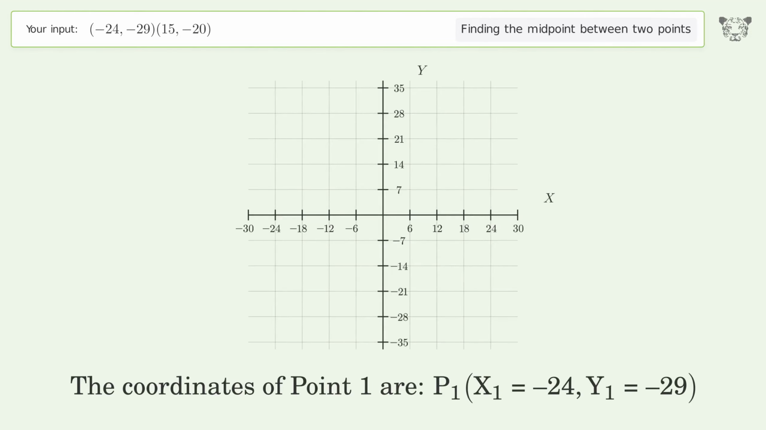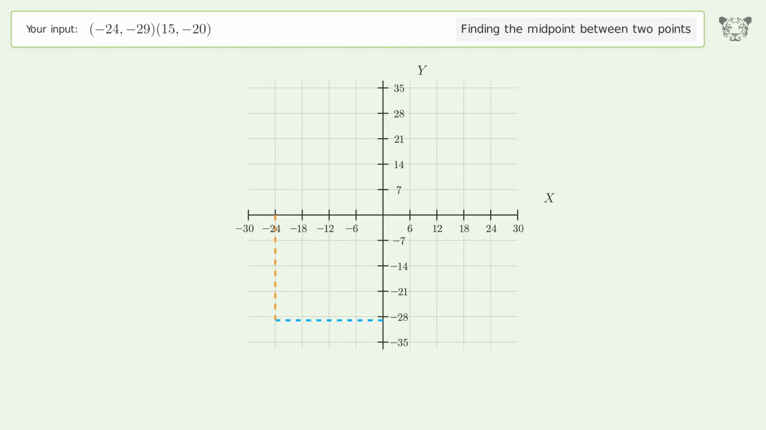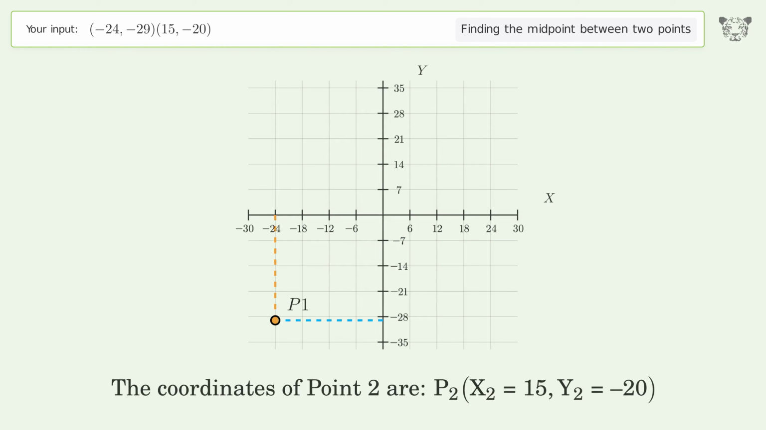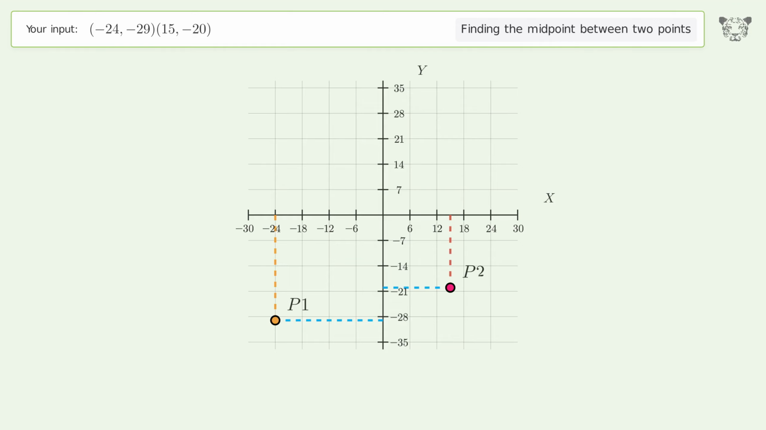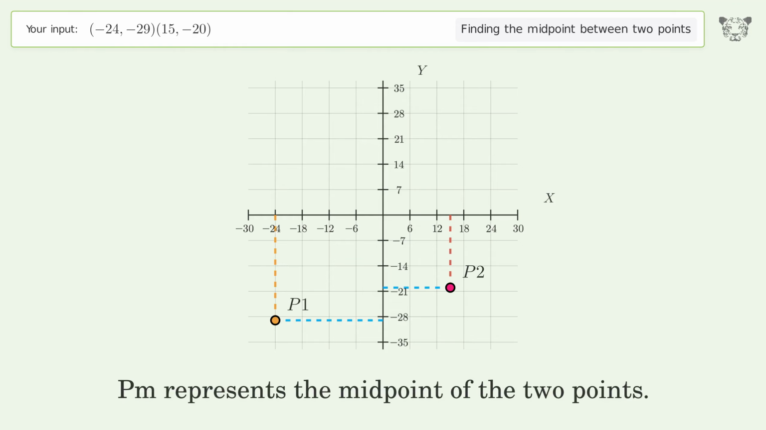The coordinates of point 1 are x1 equals -24, y1 equals -29. The coordinates of point 2 are x2 equals 15, y2 equals -20. PM represents the midpoint of the 2 points.